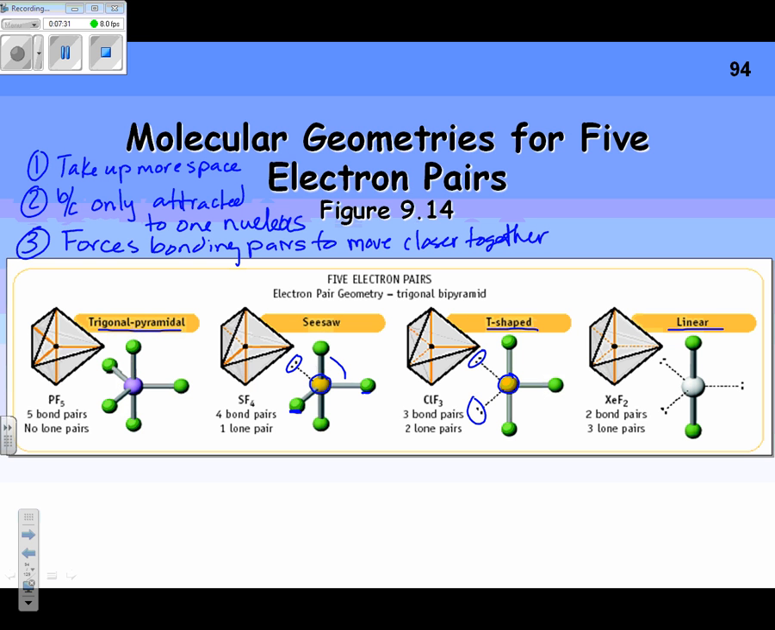This one we have five things around the center atom, except we have three unshared pairs of electrons. And so when you just look at the bonding atoms, they are in one line. So again, we call that linear.